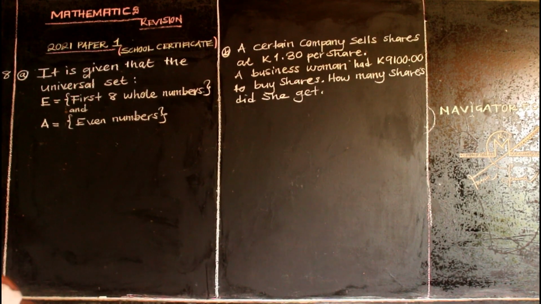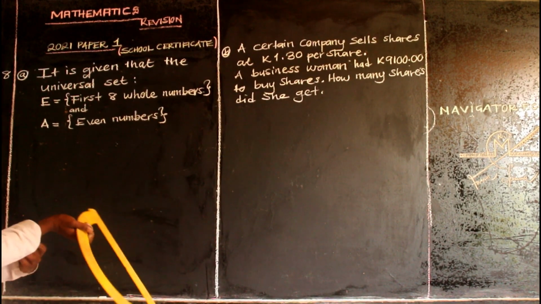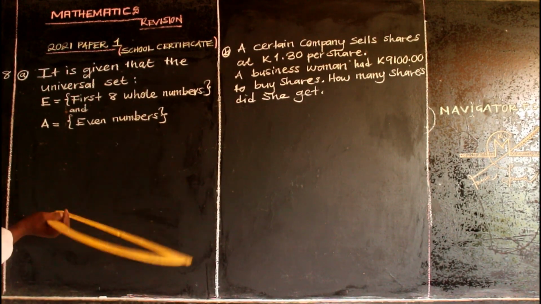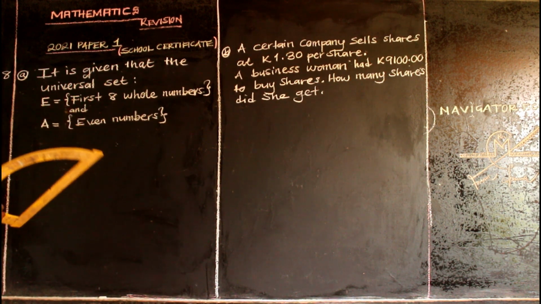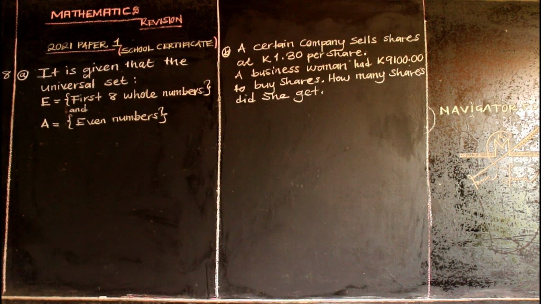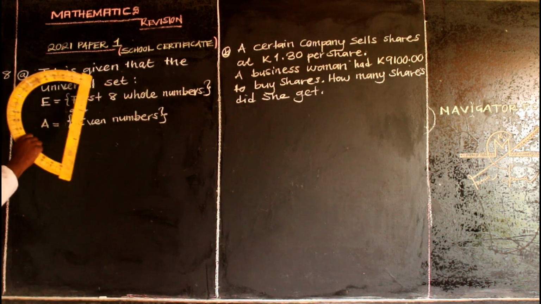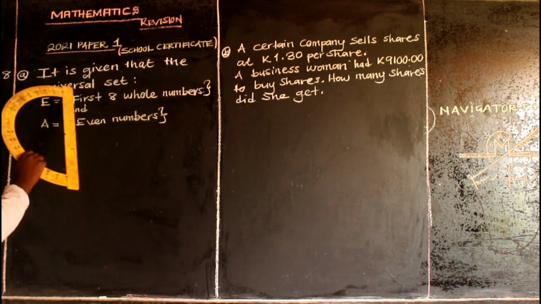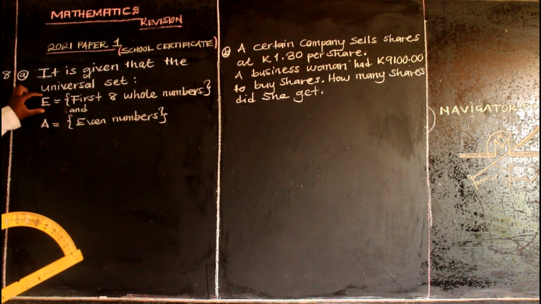So now let us look at question number 8. Question 8 has got 2 parts. The first part is a question on sets. Then I've got part B, a question on social and commercial arithmetics. Now question 8 saying it is given that the universal set, which is E, okay?